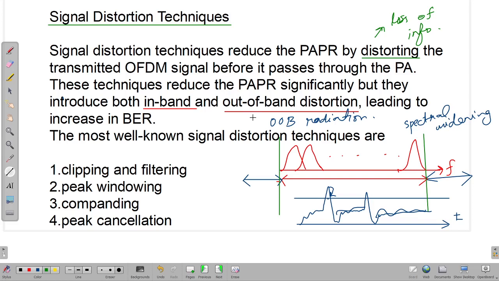So these are the common problems of all the signal distortion techniques. You are distorting the signal, changing its shape. The high peaks are being brought to a lower value. So why is this distortion happening in the frequency domain? You can get the answer easily if you revisit the basics of OFDM. The reason for this peak value is basically the addition of N number of subcarriers. The peak happens at this point because the subcarriers had a common phase at that point, so they constructively added and resulted in this peak value.